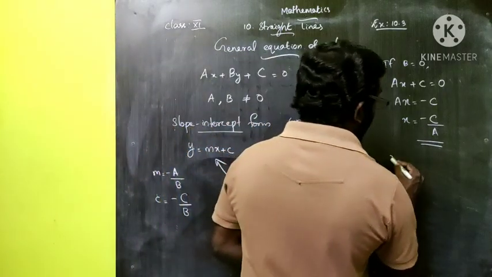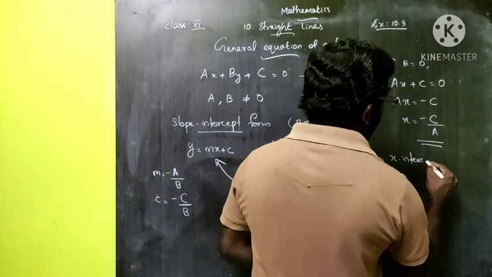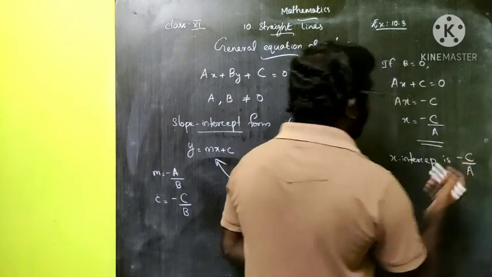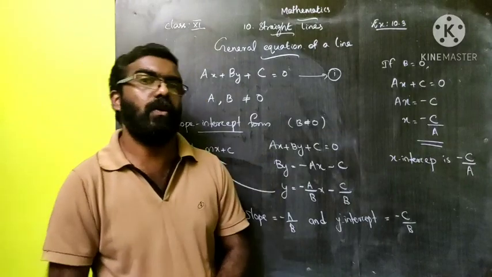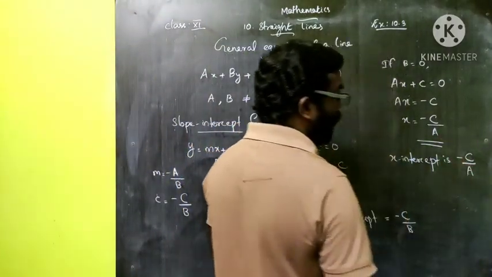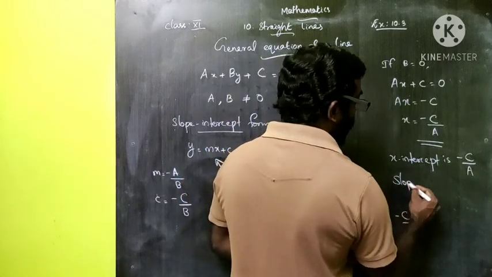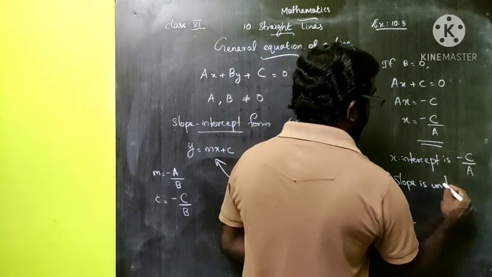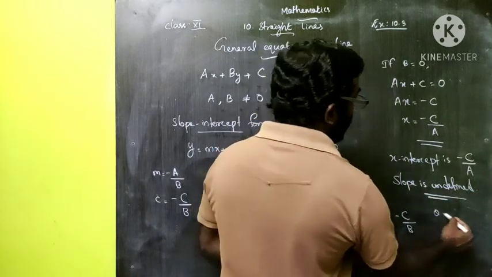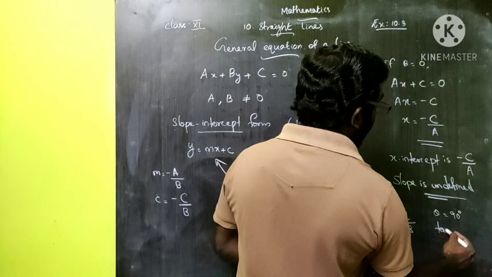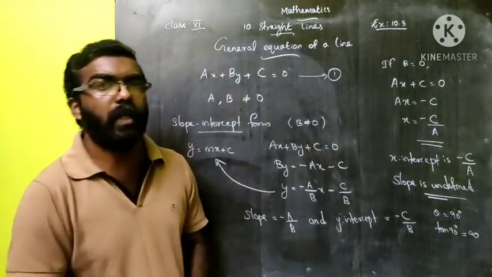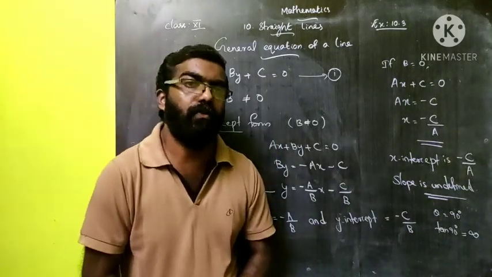That means the x-intercept is minus c by a, and we cannot define the slope. The slope is undefined. Here x-intercept is minus c by a and the slope is undefined. Because it is a vertical line, theta will be equal to 90 degrees and tan 90 degrees is not defined, infinity or not defined. That's why the slope is undefined.